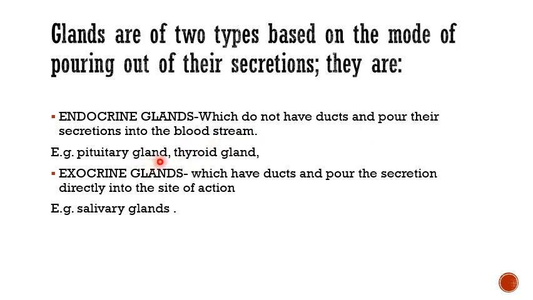Examples are the pituitary gland, thyroid gland and adrenal gland. They all secrete hormones and pour them directly into the blood without a duct. And the exocrine gland has a duct and pours the secretion, that is enzymes, directly to the site of action where digestion takes place, where the nutrients are going to be digested. For example, the salivary gland, pancreatic gland and intestinal gland.